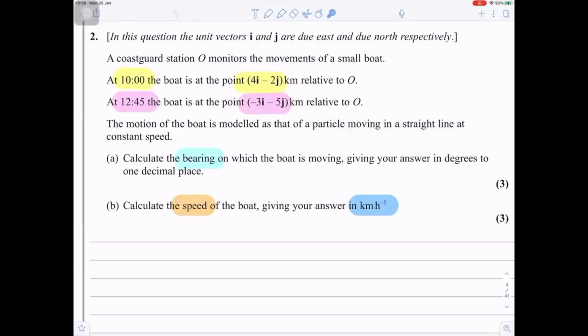Question number 2. A Coast Guard station monitors the movements of a small boat. At 10 o'clock, the boat is at the point 4i minus 2j kilometers relative to O. At 12:45, the boat is at the point minus 3i minus 5j kilometers relative to O. The motion of the boat is modeled as that of a particle moving in a straight line at constant speed. Calculate the bearing on which the boat is moving, giving your answer in degrees to 1 decimal place, and calculate the speed of the boat, giving your answer in kilometers per hour.